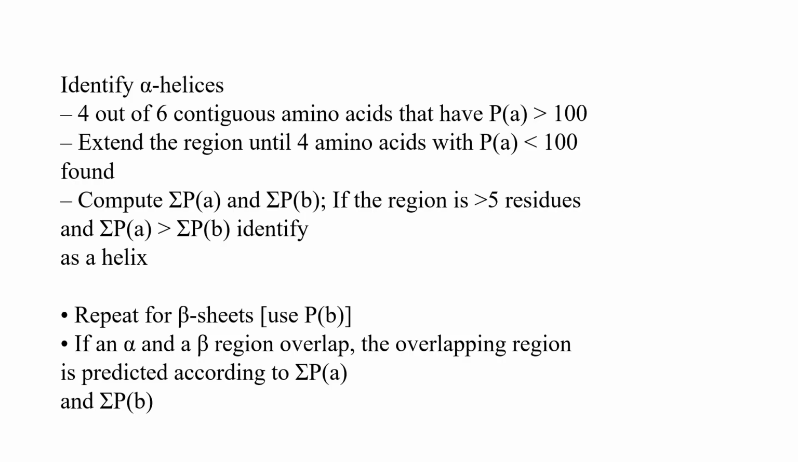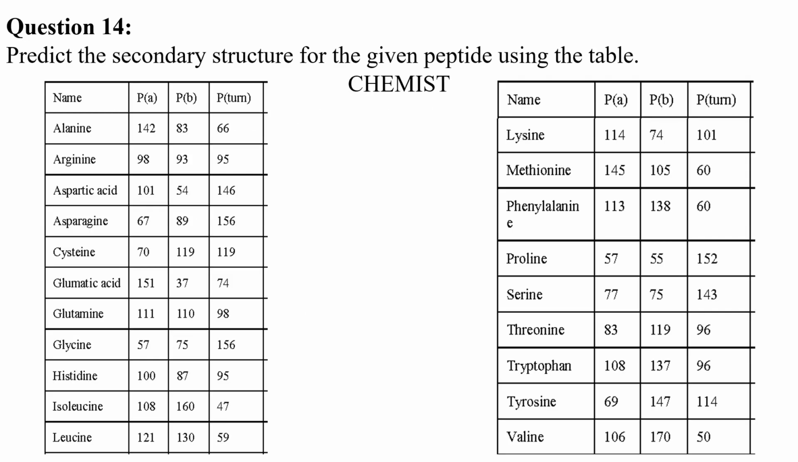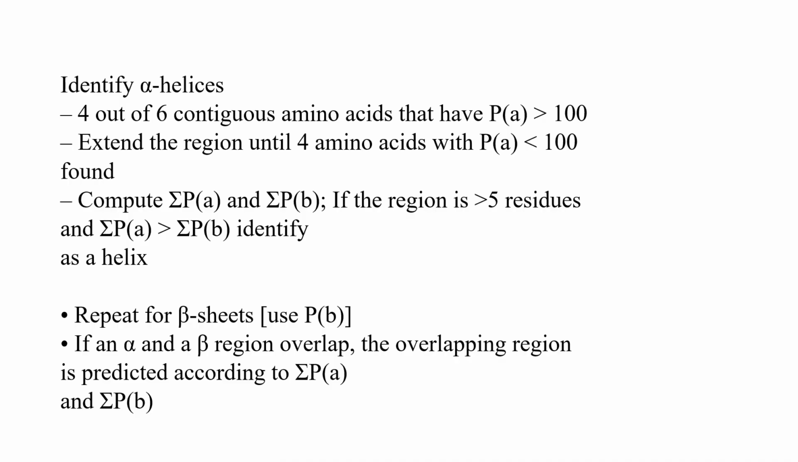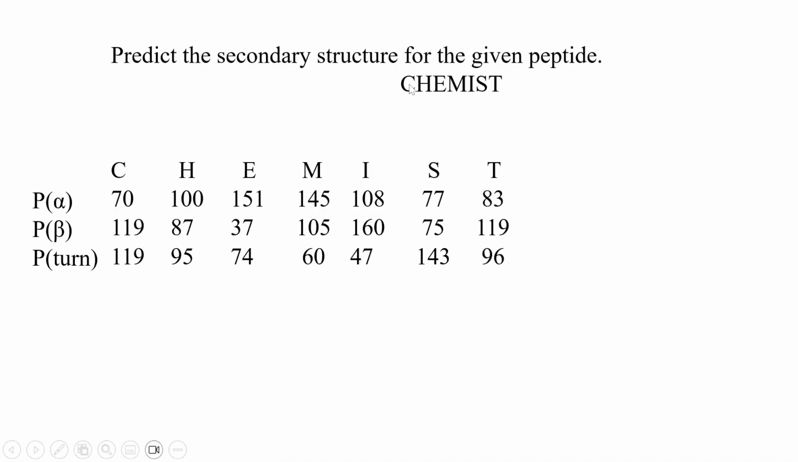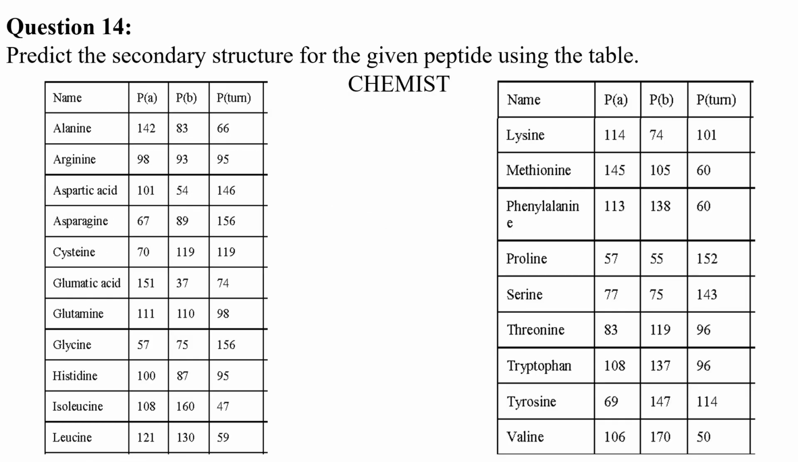Okay, we will do the same thing for beta sheet. We will take 5 contiguous amino acids, and if 3 out of 5 show a probability of B, that is PB, of more than 100, we will say that the sequence will form beta sheet. Now we will first see the analysis. So we have the peptide CHEMIST here. C is cysteine. I have written the values from that table only, so you can also see the values.